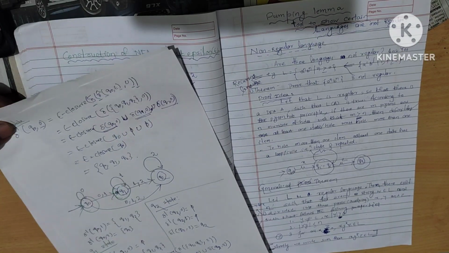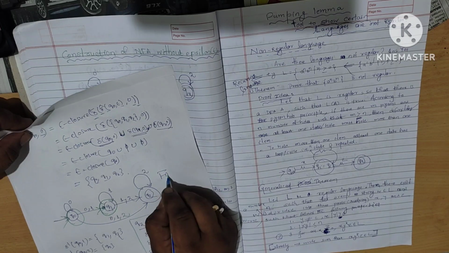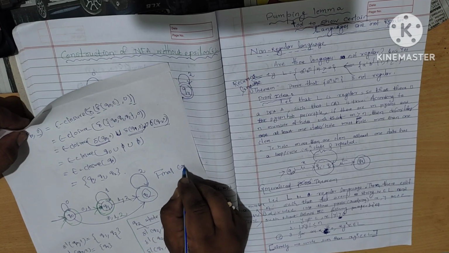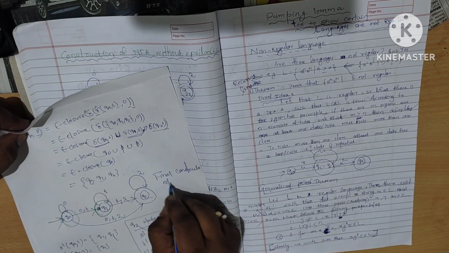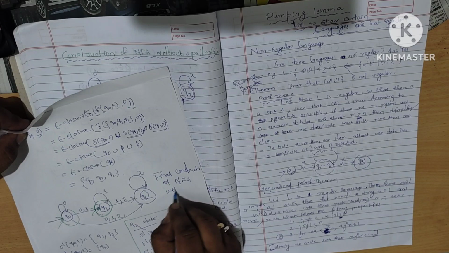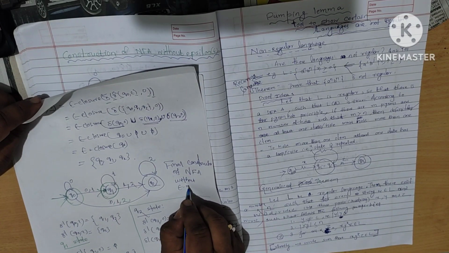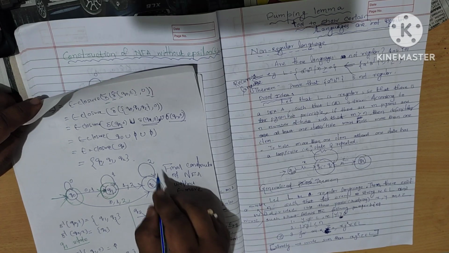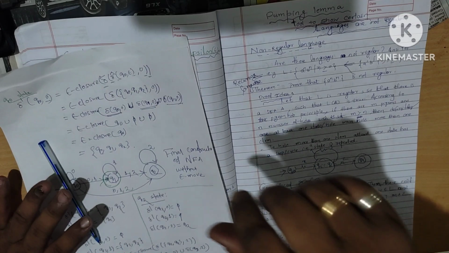And this way, this is the final version of the final construction of NFA without epsilon move. So very, very important. Thank you so much.